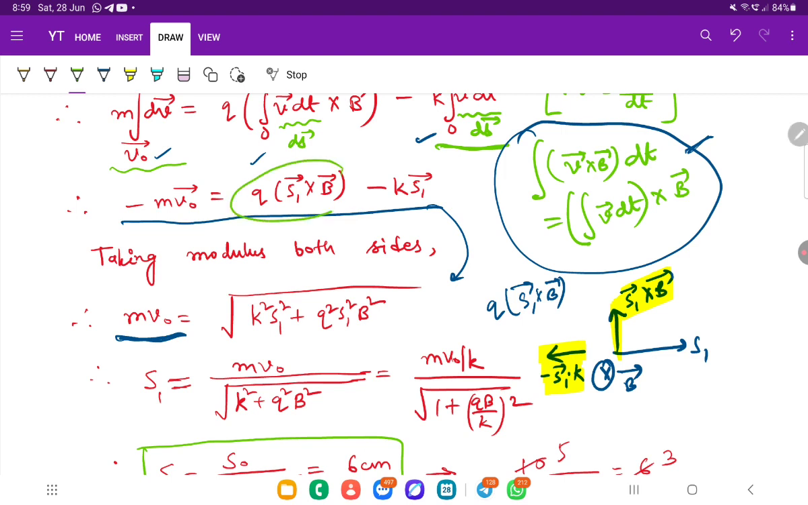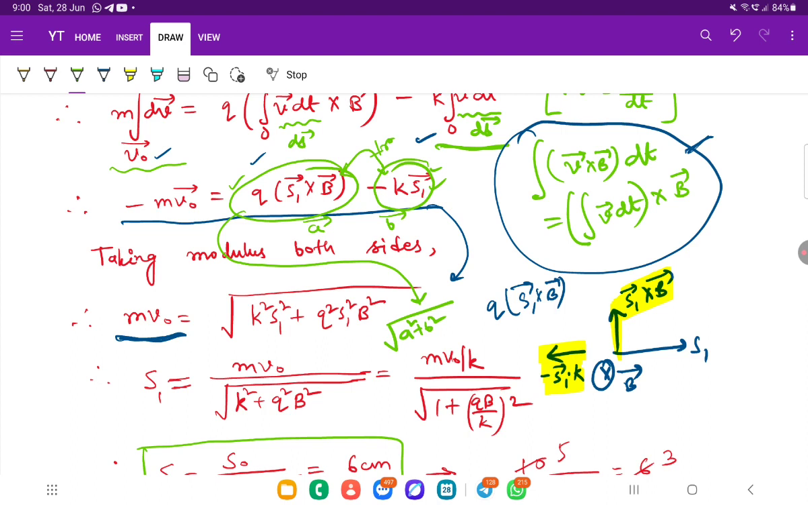Let's say this is the a vector and this is the b vector. These two vectors are perpendicular to each other. So what will be the magnitude when we add or subtract these two vectors? It will be the square root of a square plus b square. The b vector magnitude is very clear, it is k times S1, but what will be the magnitude of the a vector? It will be the magnitude of a cross product of two vectors.